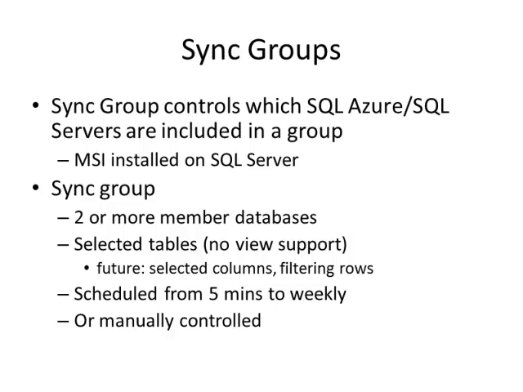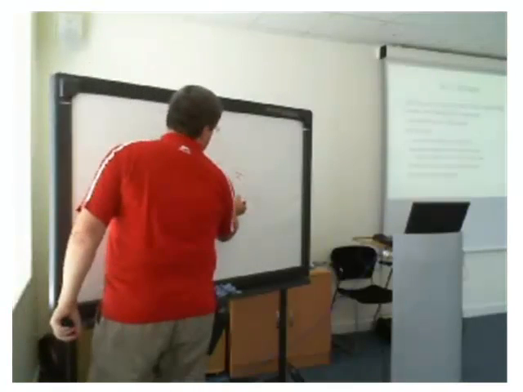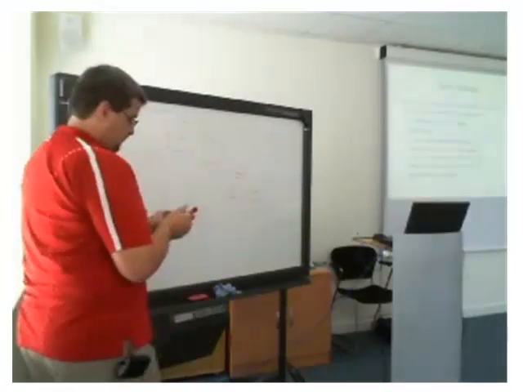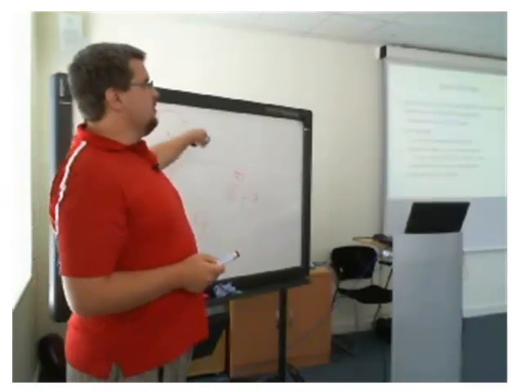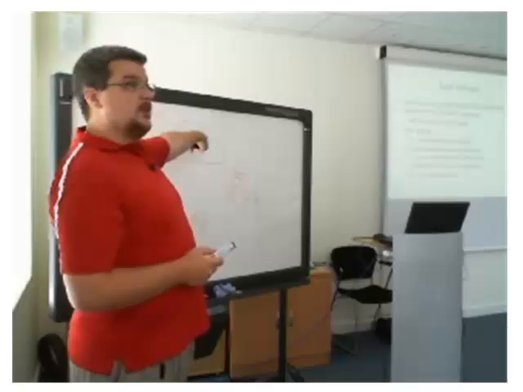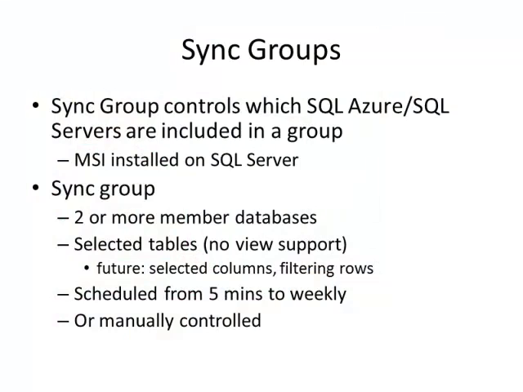So a sync group is how you set it up. It uses an MSI, which is installed on your SQL Server, which basically is your little task that sits there, fried egg, that basically every now and again goes up to the cloud and says, do I need to sync yet? And then it performs a sync all at once. You can schedule that sync to happen at any point in time from 5 minutes to weekly. So how frequently do you want your updates to happen?